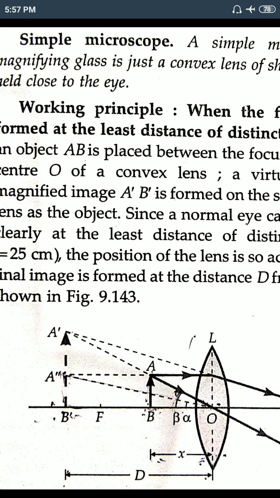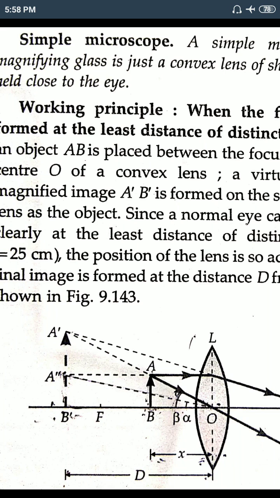So from the triangle A' O B', tan beta equals, from the small triangle ABO, AB by OB, and tan alpha equals A'' B'' by OB'.